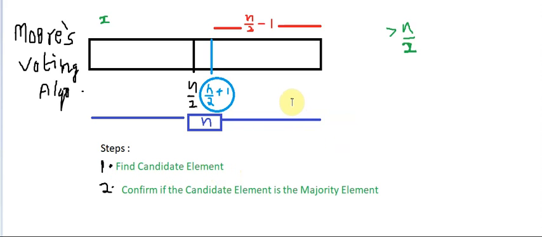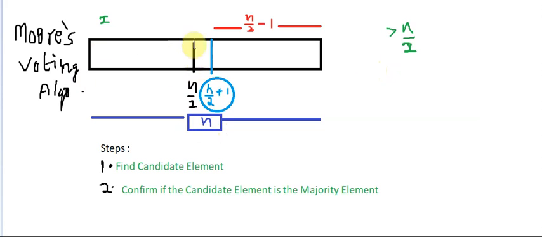As I've said previously, the candidate element is the element which is likely to be the majority element, right? We have already seen that the majority element is nothing but an element in the given array which has more than n by 2 times occurrence, where n is the length of the array. So if I have my array, which is of length n, let's say this is my array, and this is the half.